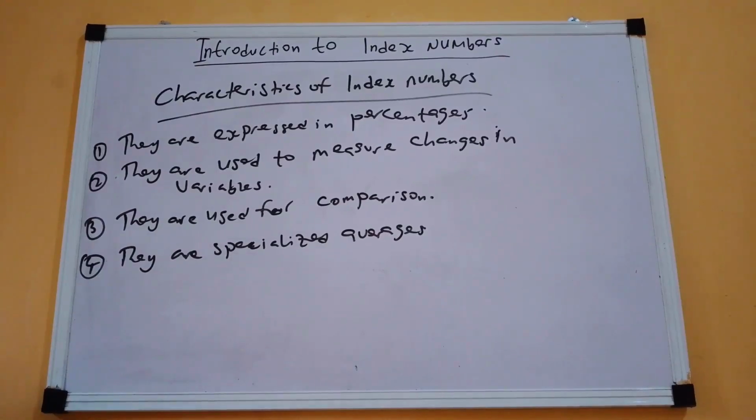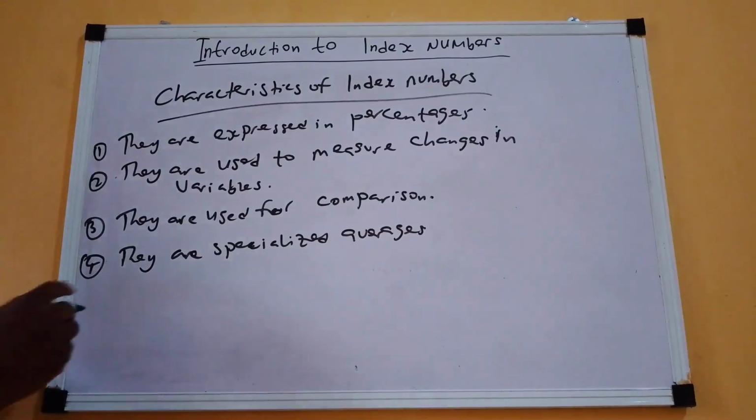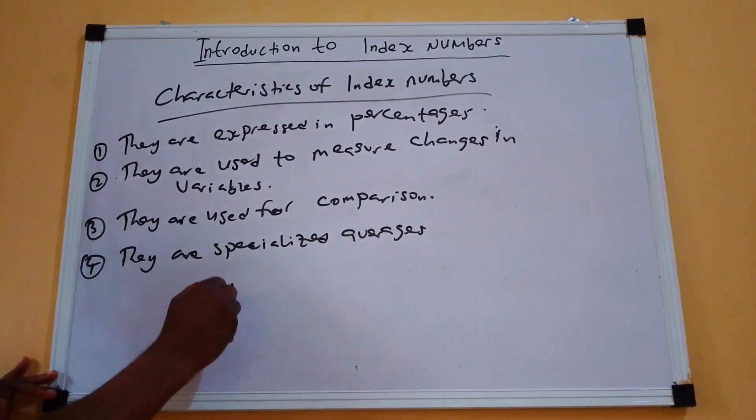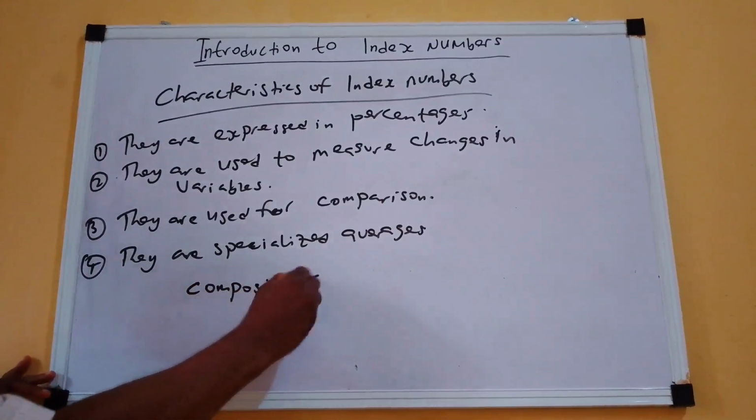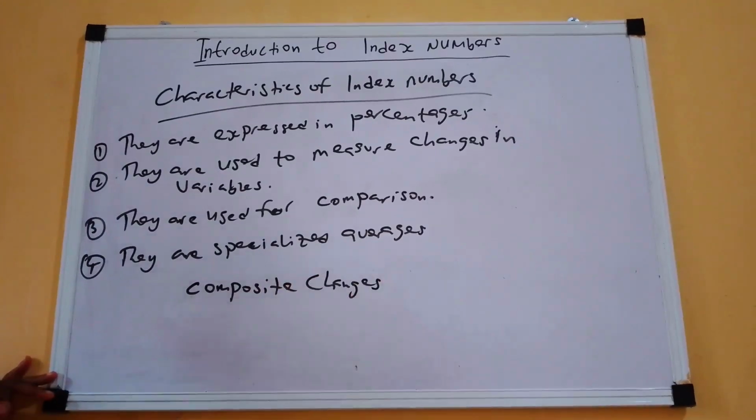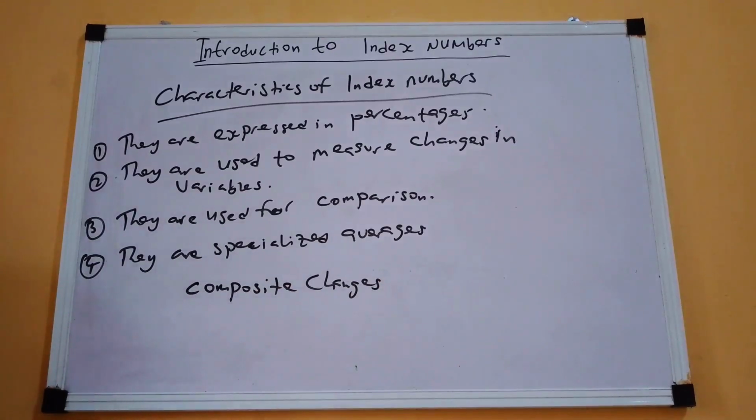So index numbers are statistical techniques. They are used in measuring composite changes. That means changes in many variables per time. You can study the changes in many variables per time. You can study changes in a single variable per time. So these are the characteristics.